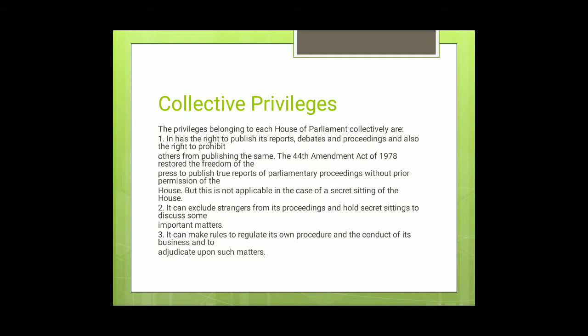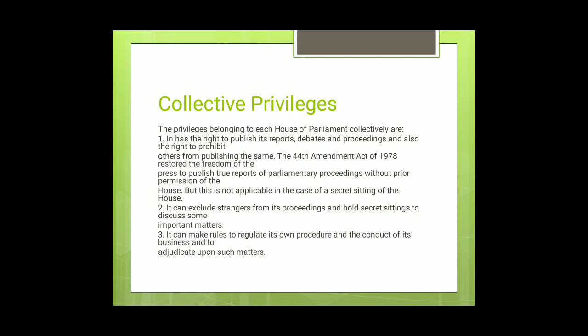Now, let us understand what collective privileges are. What all does collective privilege include? The privilege enjoyed by the House of Parliament collectively. Right? So, as the first point says, the right to publish its report. The House of Parliament has a right to publish its reports, debates and proceedings. If any report is there, if any debate is going on in the house, if there is any proceeding going on in the house, they have a right to publish it. And they also have the right to prohibit others from publishing the same. If they have a right to publish it, they also have a right to restrict anyone else from publishing it.